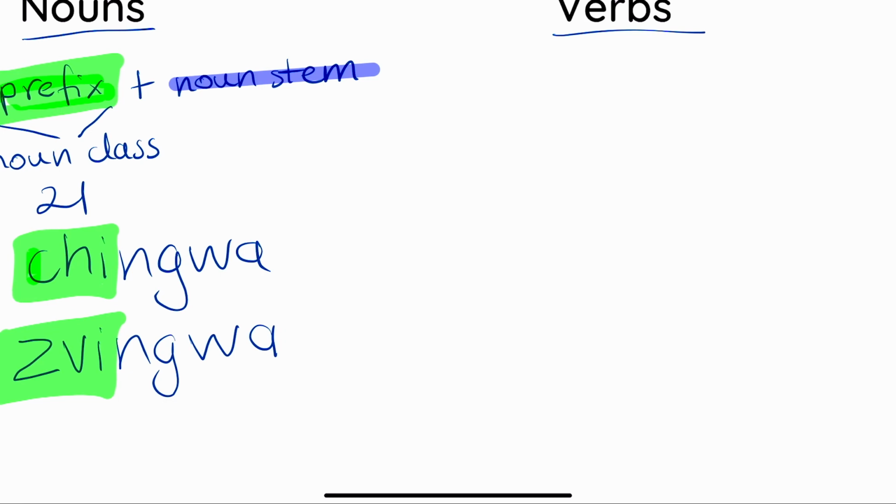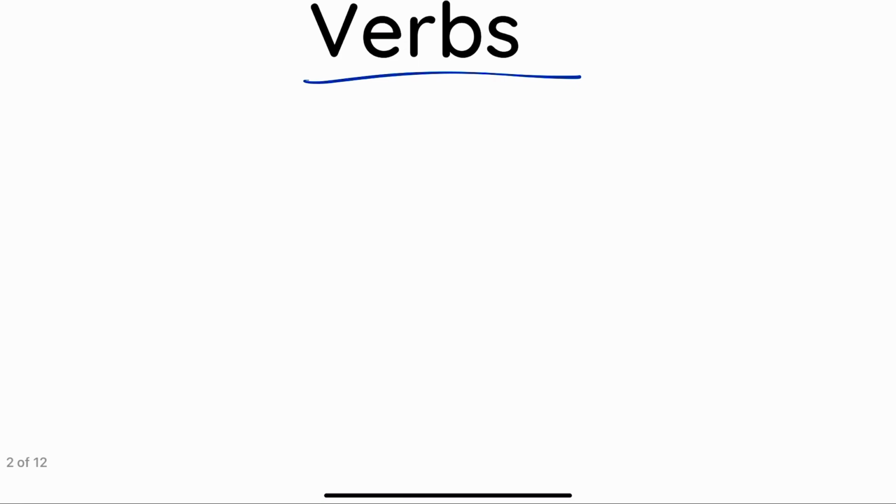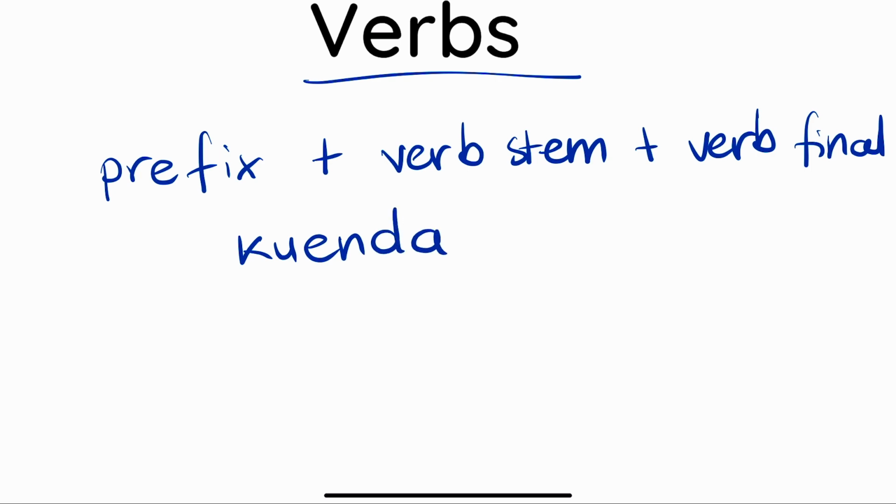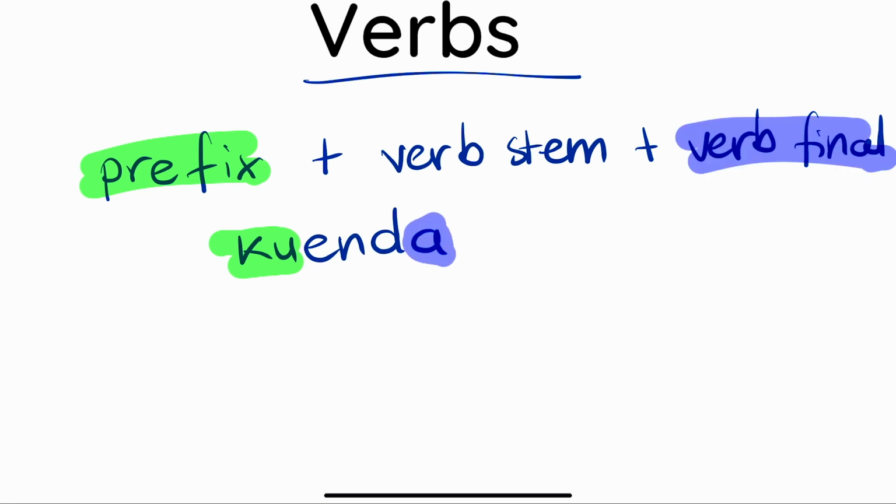Now we come to how verbs are formed. Verbs also have a prefix and a verb stem and a verb final. For example, the verb kuyenda, to go. The prefix in kuyenda is ku. The verb stem in kuyenda is end. And the verb final, for instance here, it is a.